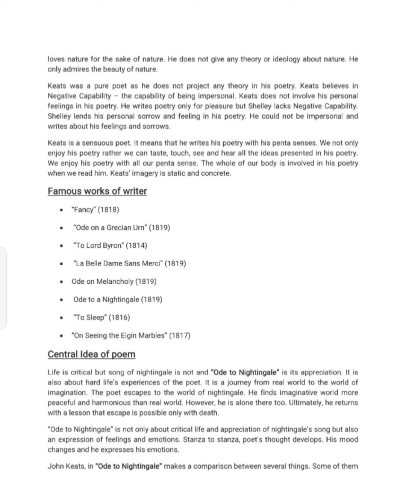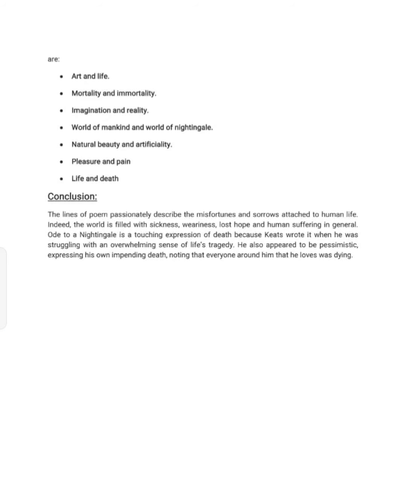Ode to a Nightingale is not only about critical life and appreciation of the nightingale's song, but also an expression of feelings and emotions. Stanza to stanza, the poet's thought develops. His mood changes and he expresses his emotion. John Keats in Ode to a Nightingale makes a comparison between several things. Some of them are art and life, mortality and immortality, imagination and reality, the world of mankind and the world of the nightingale, natural beauty and artificiality, pleasure and pain, and the last one is life and death.